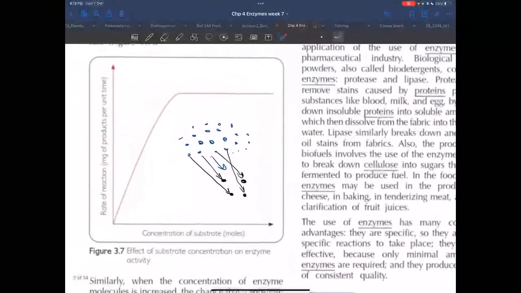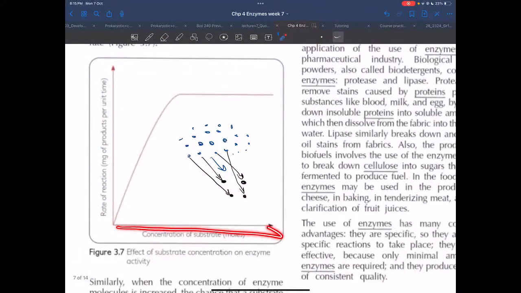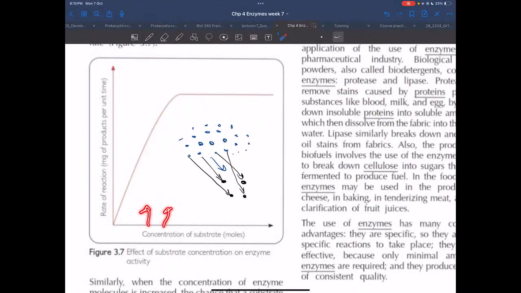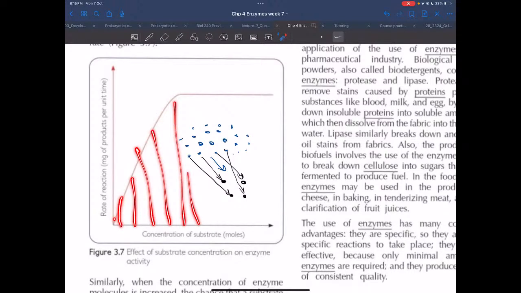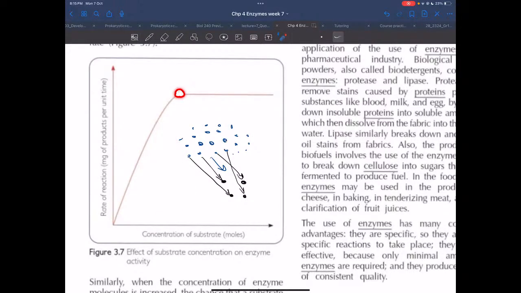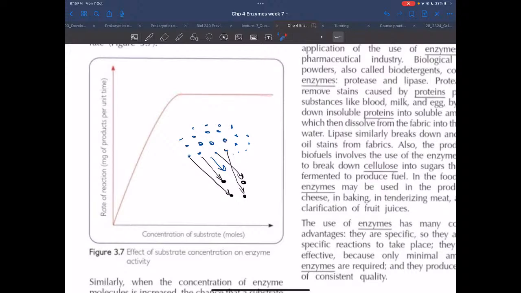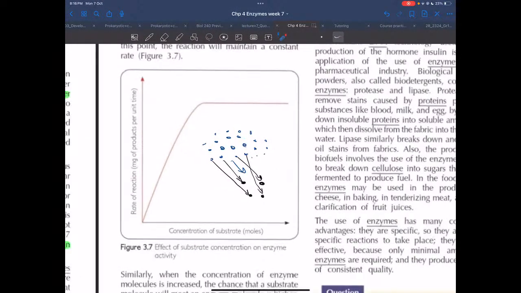So that's why, if I look at the graph, I'm moving to the right, the concentration of the substrate is increasing. Look what's happening to the reaction rate. It's also increasing. But look over here. Over here it stops and becomes stationary. Why does it stop? It stops because all my enzymes have been fully occupied. So even if I increase the concentration of my substrate, my reaction rate will remain constant. Did you guys understand this?